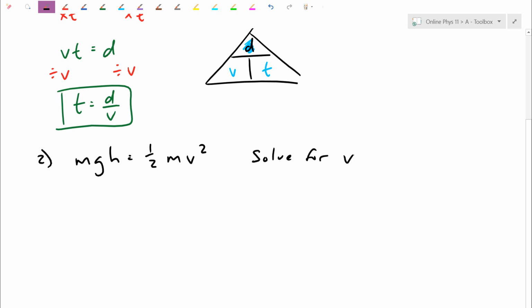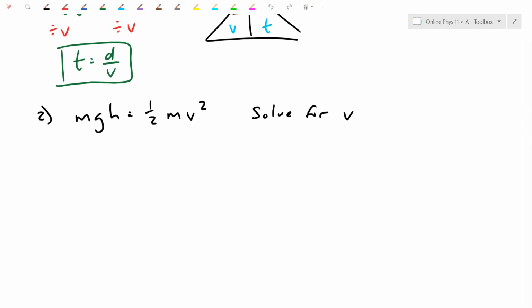All I want you to do is see if you can rearrange this expression and have v equals something in the end. So just keep an eye on where our target is. In this case here, v is actually on the right-hand side. Whatever is not v, I want to kick over to the left side.